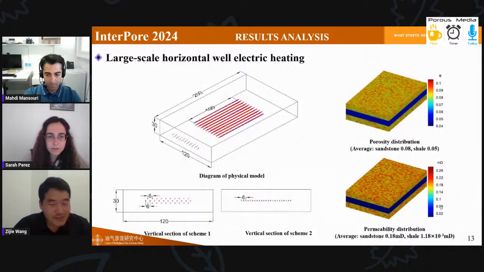And how about large-scale SAP? In order to explore the feasibility of horizontal well electric heating technology, this section established a three-dimensional physical model, which includes a 10-meter shale formation and a 10-meter overlaying and underlaying sandstone layer. There are 11 horizontal production wells with a perforation section of 100 meters, and the heterogeneity of the formation is shown in the figure.